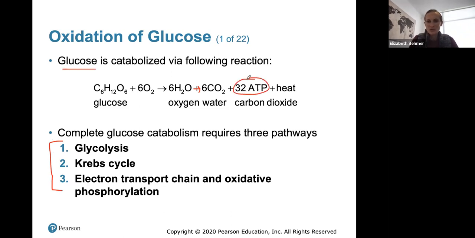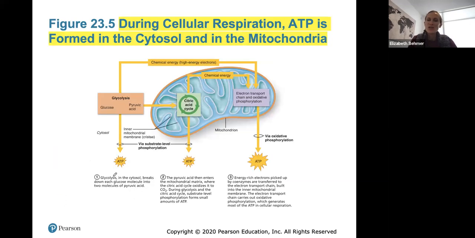We get about 32 ATP produced from one molecule of glucose, and glucose will enter glycolysis, which occurs in the cytosol of the cells. Then the products of glycolysis will enter the Krebs cycle, and then the electron transport chain and oxidative phosphorylation. These three steps of cellular respiration we're going to go over now. You should know this picture and know where each of these three steps occurs.